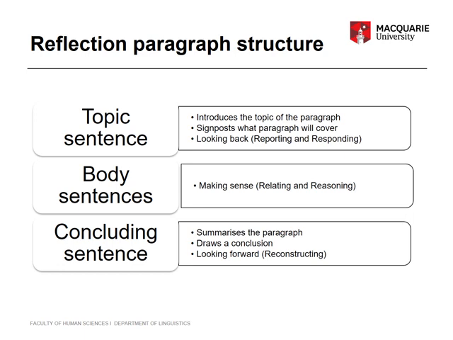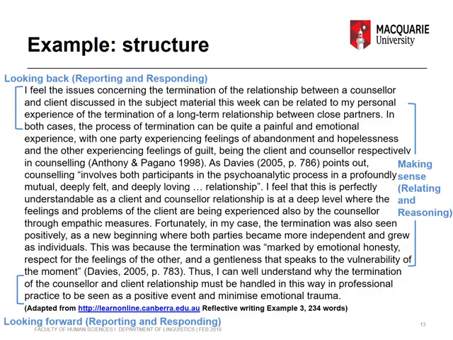So the topic sentence is the looking back, so reporting and responding. The body sentences are making sense, so relating and reasoning. And the concluding sentence is looking forward, so it reconstructs the reflection into implications. This paragraph structure corresponds directly with the structure of the example. So this is an effective way to structure a paragraph of reflective writing.